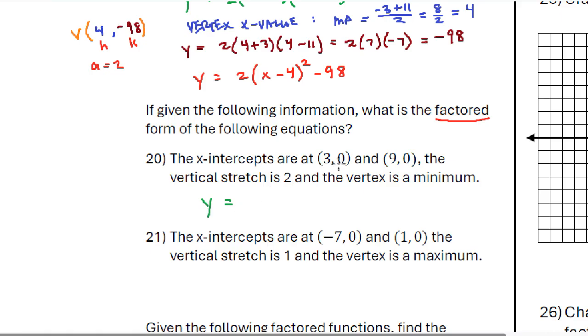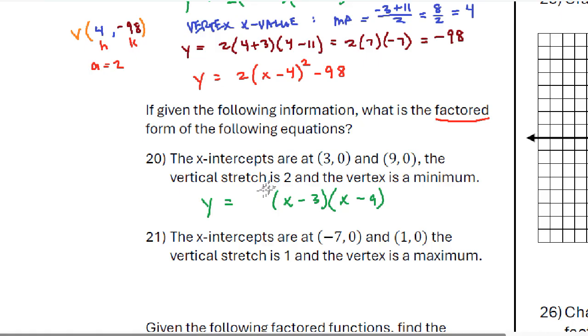Here's our x-intercepts. If they're at 3 and 9, then I know my binomials will be x minus 3 and x minus 9. And that's because, again, when you plug in your x-intercept, you should create a binomial that changes to 0. So in this case, plugging in 3 gives us 0. The whole equation changes to 0, which makes sense, because when you plug in 3, you better get 0 as your output. You better get a y value of 0.